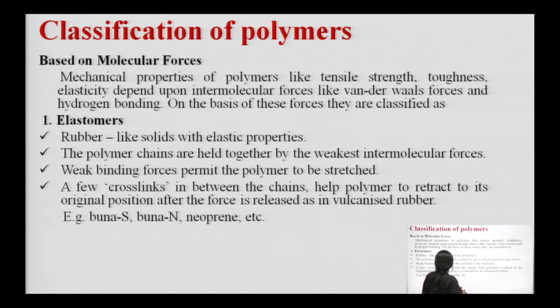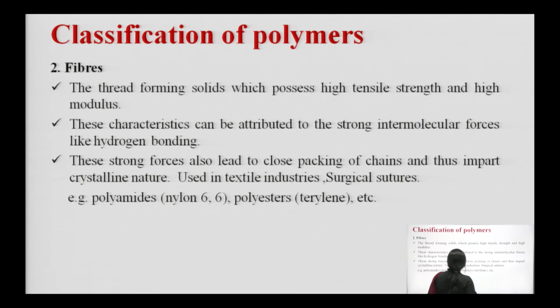Elastomers, or rubbery polymers, have polymer chains held together by the weakest intermolecular forces. So, just like rubber, you can stretch them, and once the applied stress is removed, they will come back to their original position or retract back because of the intermolecular linkages or few cross linkages that are there. Fibers find applications as surgical sutures and are used in textile industries. Examples are polystyrene.